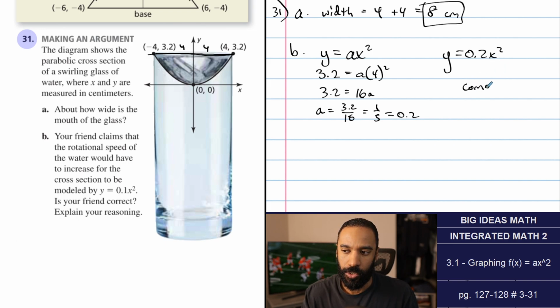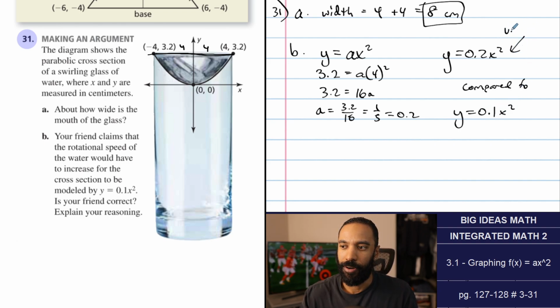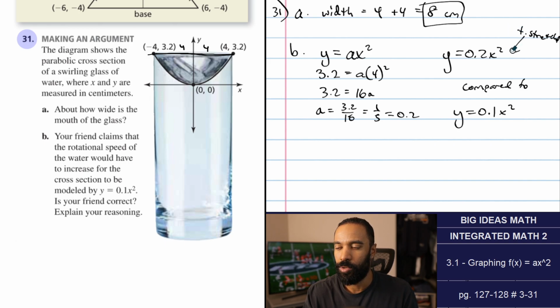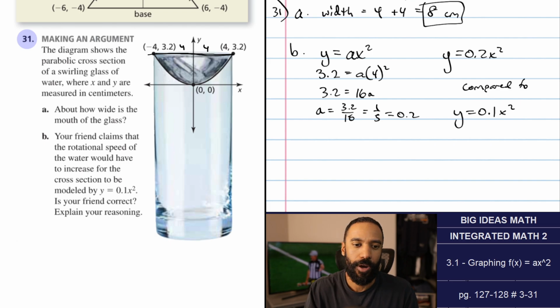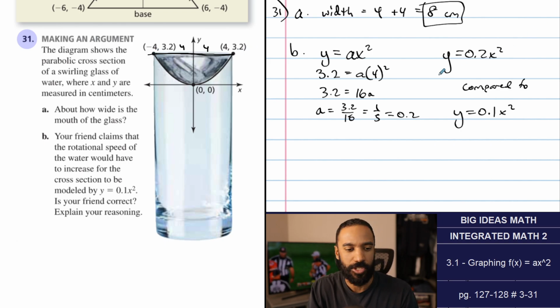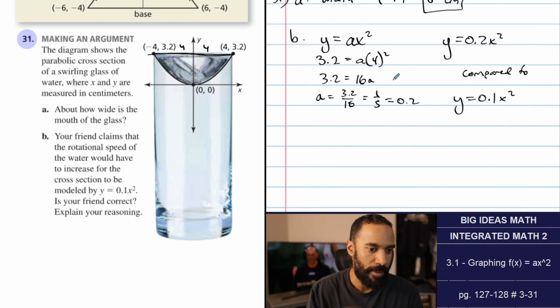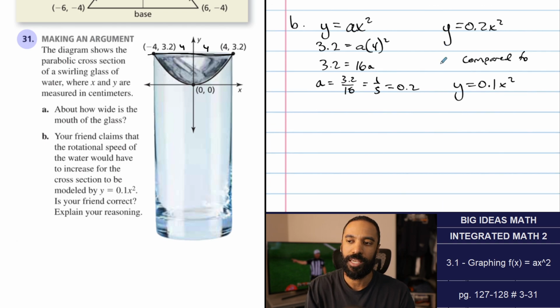Now compared to y equals 0.1x squared, the one that we're looking at is more vertically stretched than 0.1x squared. A 0.1x squared would be more like that, right? Which means it would have less speed. Your friend claims rotational speed of the water would have to increase for the cross-section to be modeled by 0.1x squared. No, your friend's incorrect.